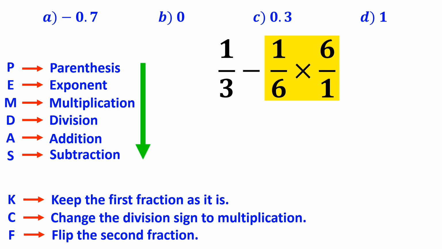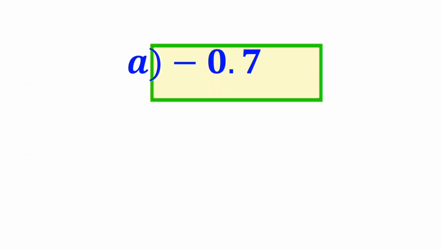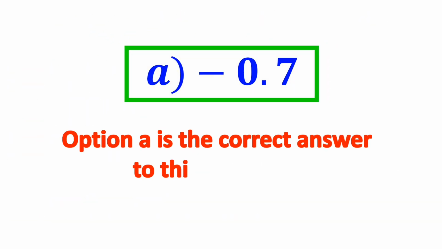In the next step, the 6's cancel each other out and the entire expression simplifies to 1/3 − 1, which finally gives us a value of −2/3, or approximately −0.7. Therefore, option A is the correct answer to this question.